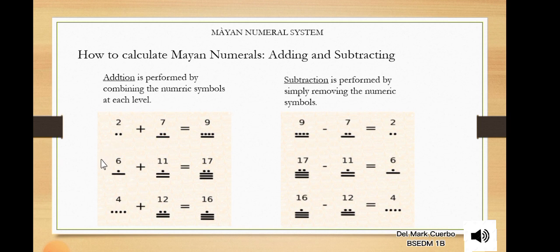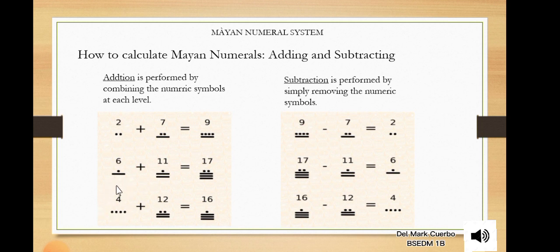Another example, we have here 6. 6 is written as a dot and a bar in the Mayan numeral. So 6 plus 11, and 11 is represented as 2 bars and a dot. So we are going to combine them. 11 plus 6 is equal to 17. So 17 should be written as 3 bars with 2 dots. So 3 bars represents 15, and 2 dots is 2. So 15 plus 2 is equal to 17.